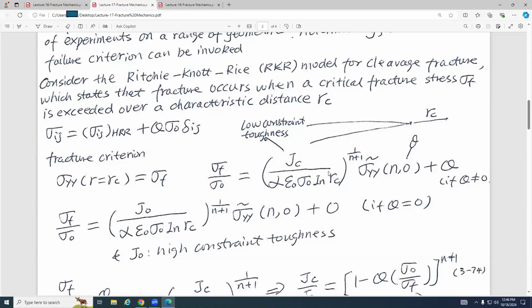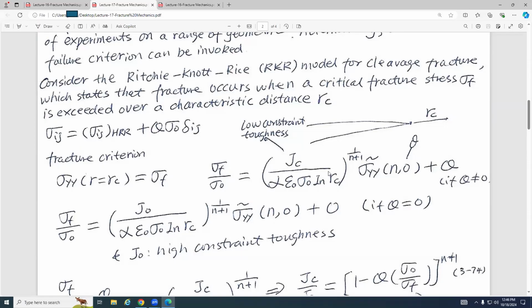So we use this JQ theory, sigma ij equals HRR plus Q sigma 0 delta ij, and the fracture criterion. This is what this statement says: when r equals RC, the yy stress sigma yy equals sigma F, right? So this is what the model talks about. You guys agree?